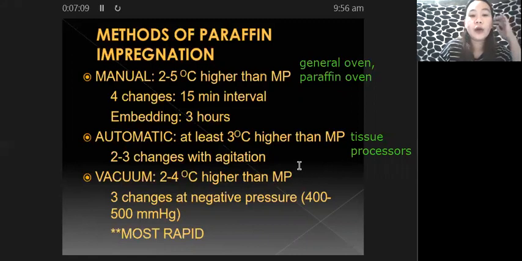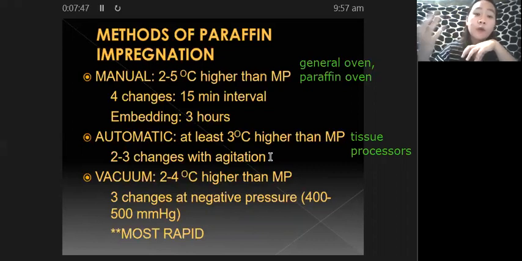All right, so again, for automatic, the required temperature is at least 3 degrees Celsius higher than the melting point of your wax. How many changes? We have 3 changes. And the good thing about your automatic processing is that the impregnation or infiltration process is accomplished in the presence of agitation. This presence of agitation is an important factor that will differentiate the quality of processed tissue when you perform manual paraffin impregnation as compared to automatic.